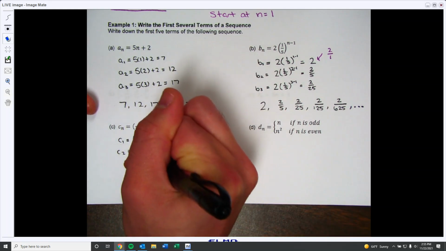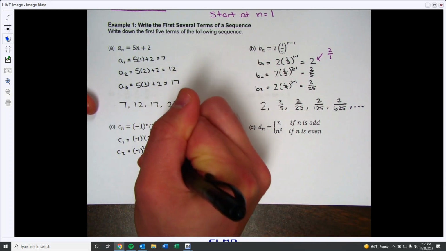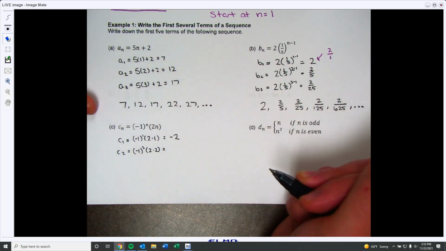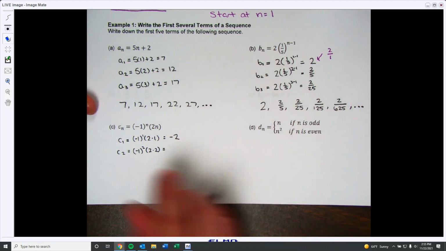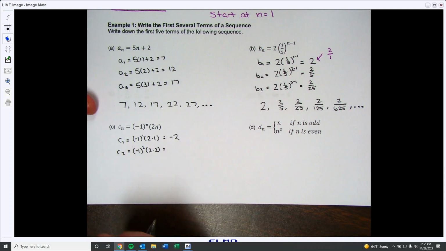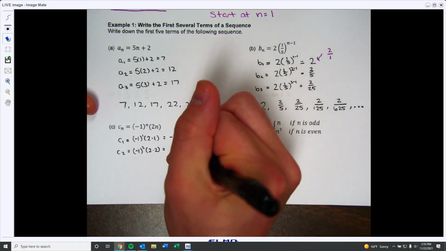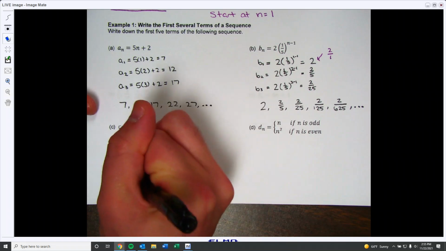And now I'll use n equals 2. So I have negative 1 to the second power times 2 times 2. Well, negative 1 to the second power, a negative to an even exponent is going to come out as a positive. So I have positive 2 times 2 is 4, positive 4.